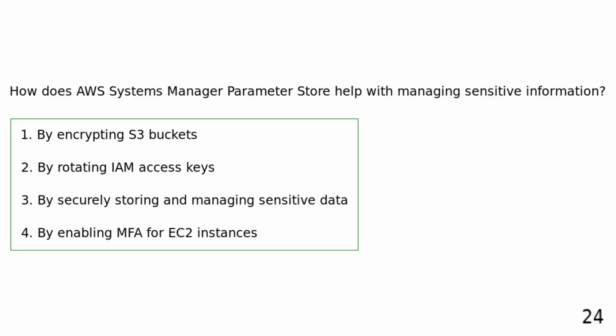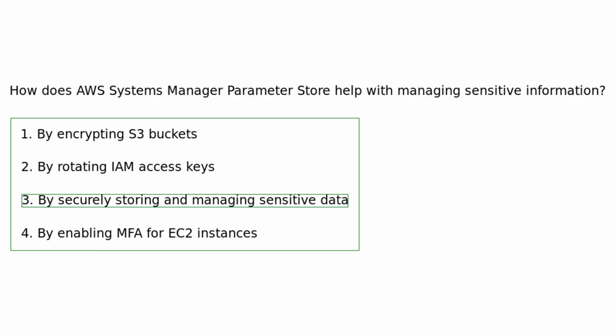How does AWS Systems Manager Parameter Store help with managing sensitive information? By encrypting S3 buckets. By rotating IAM access keys. By securely storing and managing sensitive data. By enabling MFA for EC2 instances. AWS Systems Manager Parameter Store helps with managing sensitive information by securely storing and managing sensitive data such as passwords, database strings, and API keys in a centralized location.